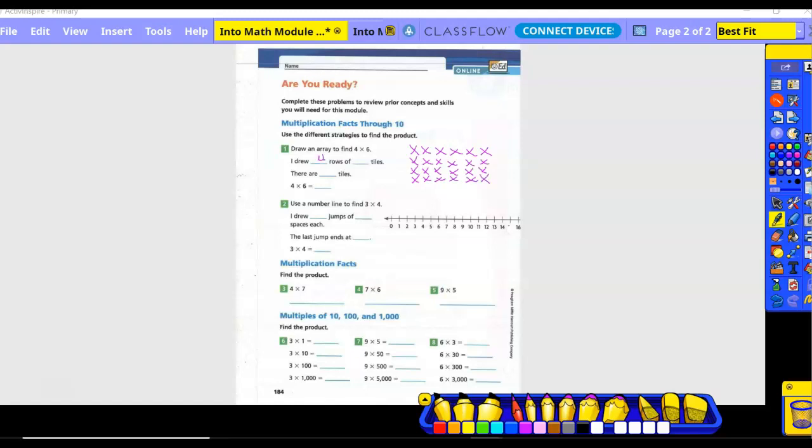So I drew 4 rows of 6 tiles, and then there are how many total tiles? What is 4 times 6? 24. So 4 times 6 was 24.